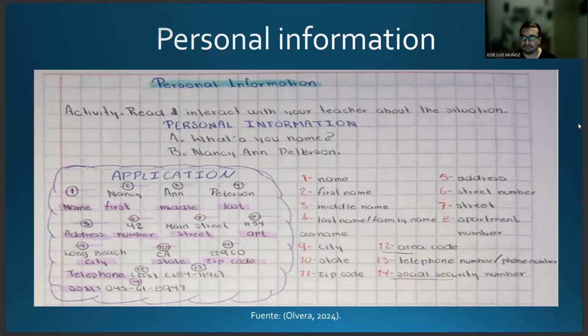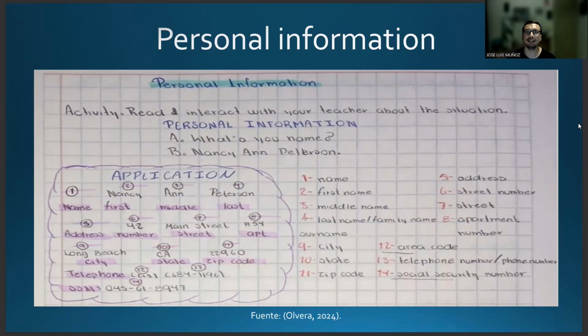Number 5, we have the address. We already asked about the address. Number 6, we have the street number. Number 7, the street. Number 8, the apartment number. Number 9, the city. Number 10, the state. Number 11, the zip code.